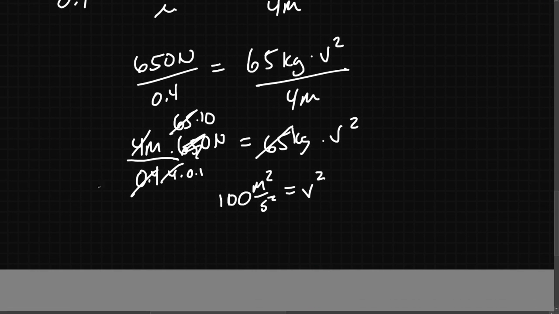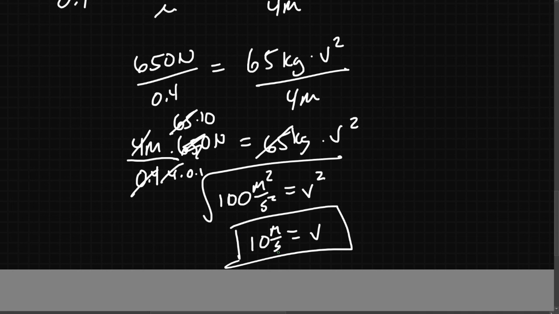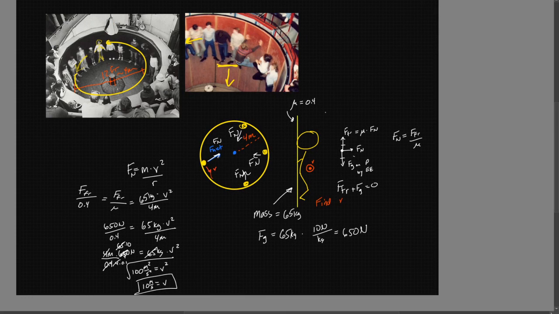And again, that's just me rearranging this and canceling out a bunch of numbers. Well, this is pretty easy. Let's just take a square root of both sides. What's the square root of 100? 10. 10 meters per second is equal to our velocity. So in order to get this person to actually stay up on the wall, we have to move with a velocity of 10 meters per second.